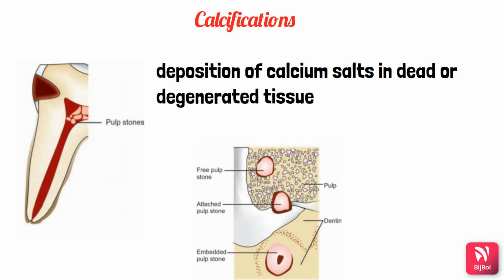That's how the pulp stones are characterized, and the treatment option would be the use of the lubricants and also the removal of the pulp tissue from the tooth.